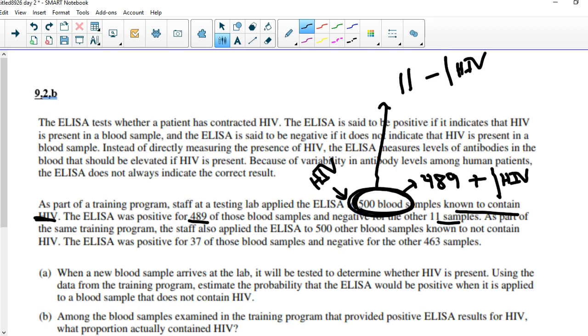Okay, next, as part of that same training program, the staff also applied the ELISA to 500 other blood samples known to not contain HIV. So this is our other hat, 500 with no HIV. The ELISA test was positive for 37 of them. So 37 of these people who don't have HIV tested positive.